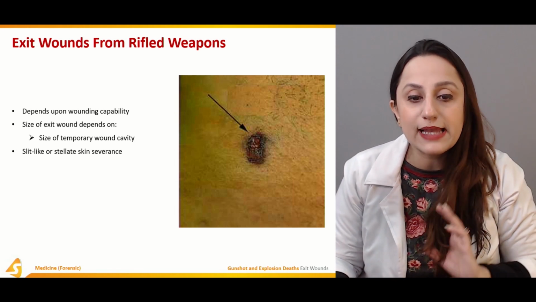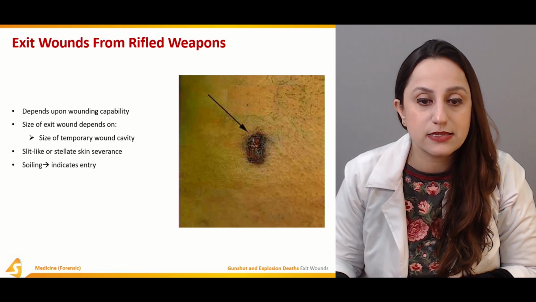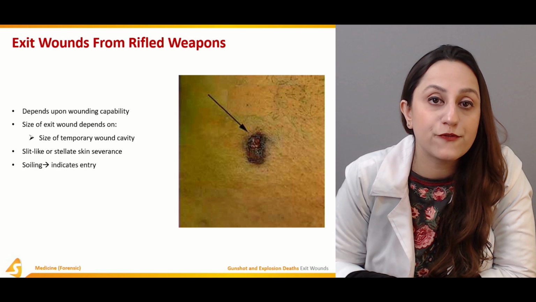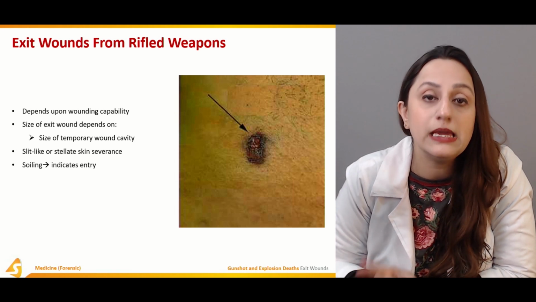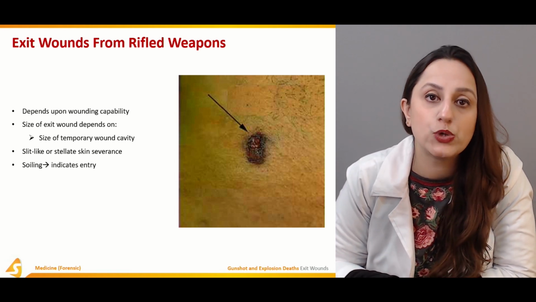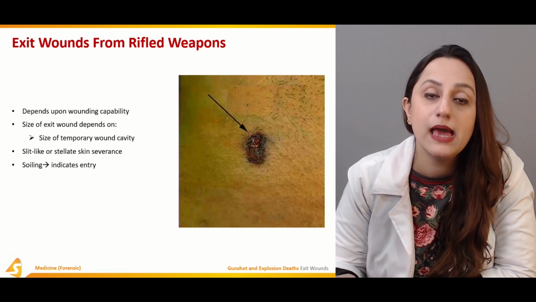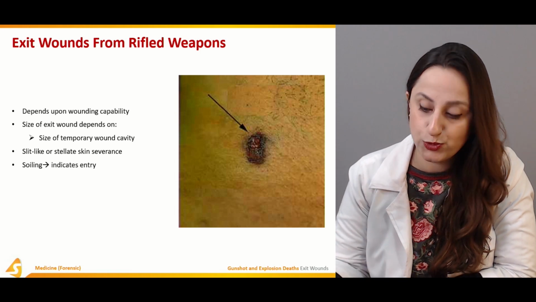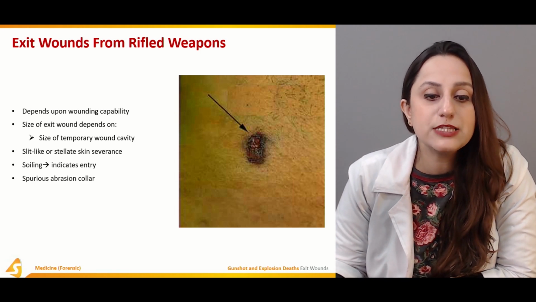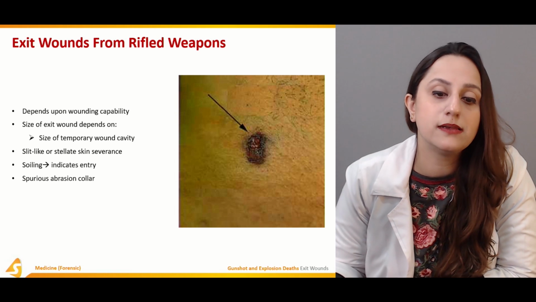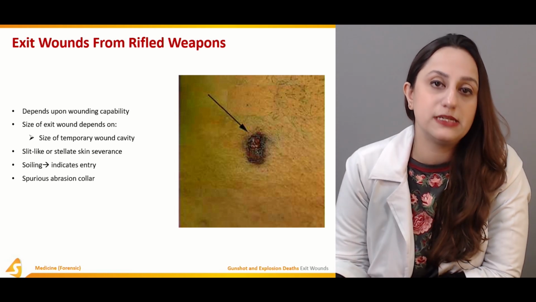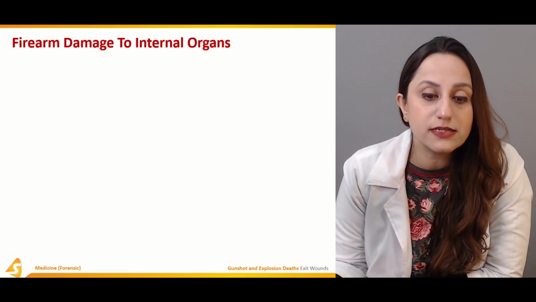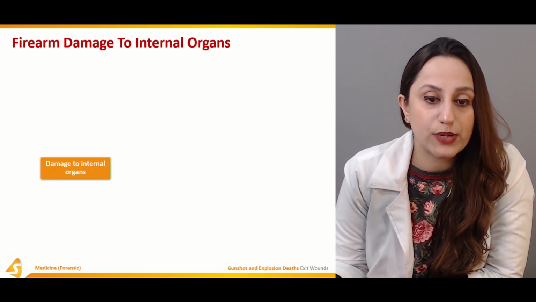So the slit-like or scalloped skin appearances are again very important. Soiling basically indicates the entry. Soiling is a phenomenon that is seen only in the entry wound, and the exit wound won't have any soiling or sooting, or the tattooing that is seen in a normal entry wound. The spurious abrasion collar is sometimes quite evident in the exit wounds of rifled firearms, and frayed keratin rings are also seen in the exit wounds.